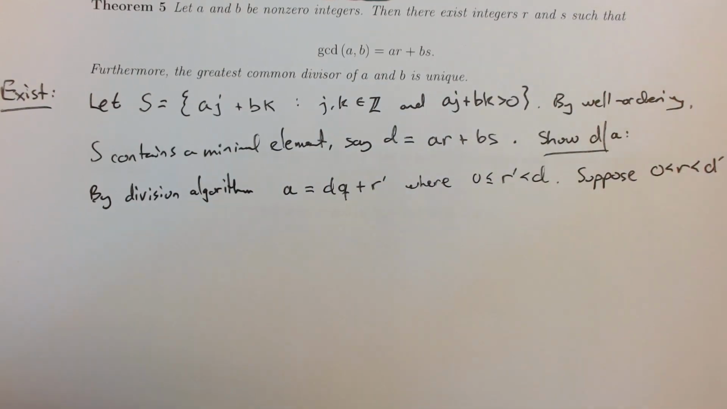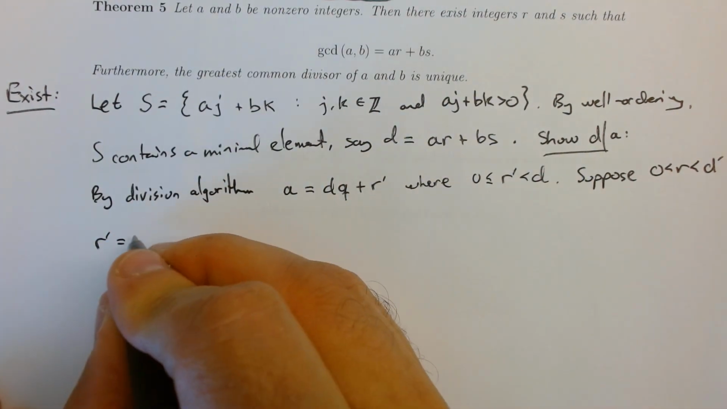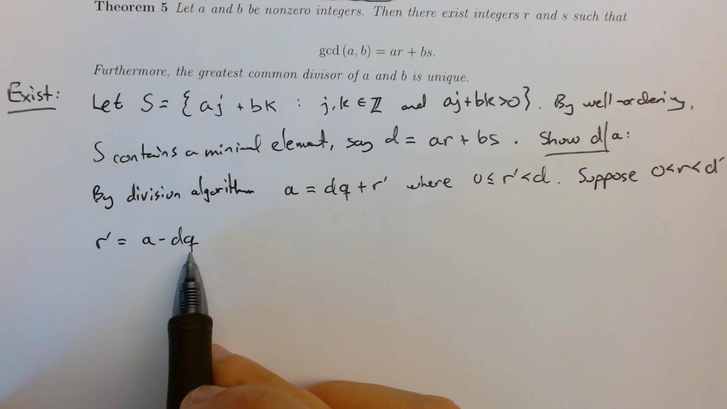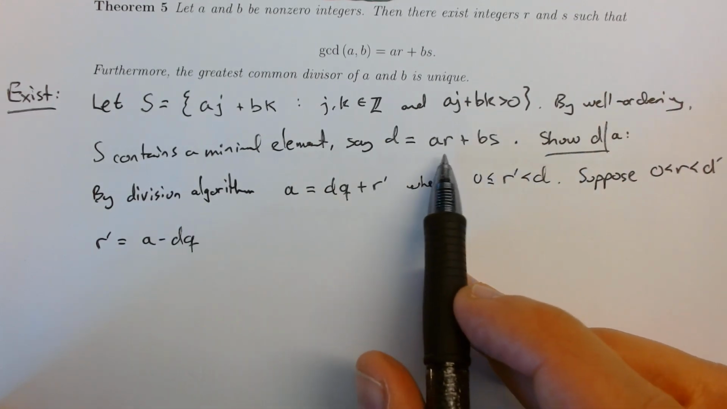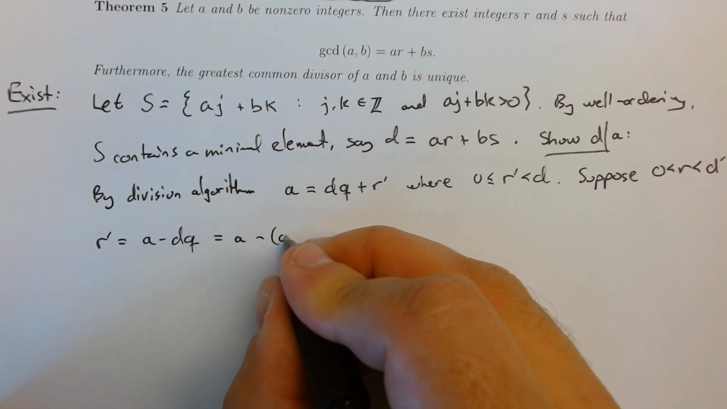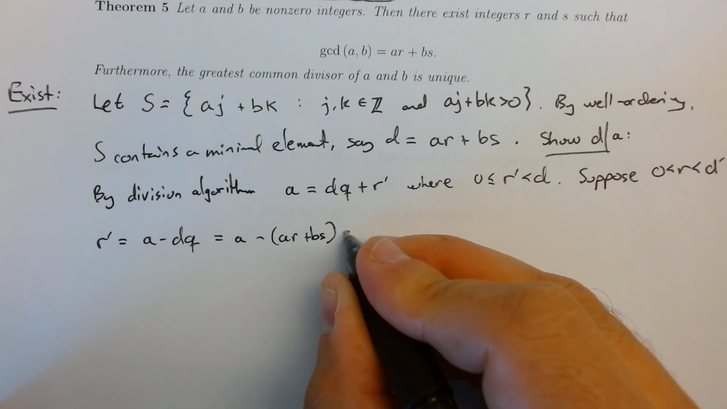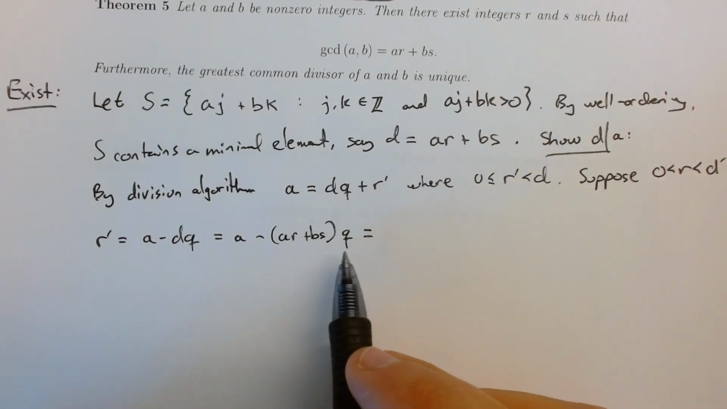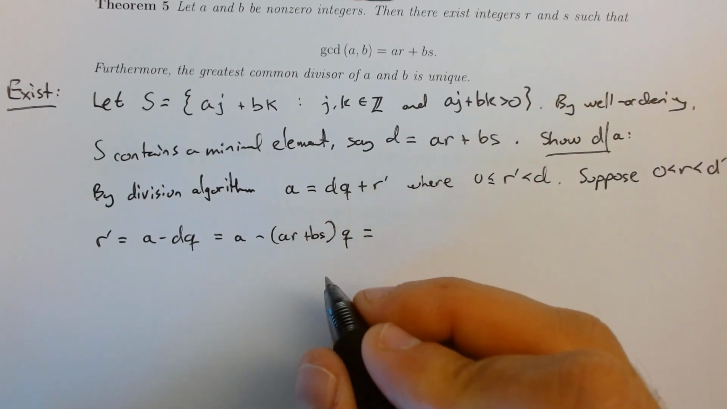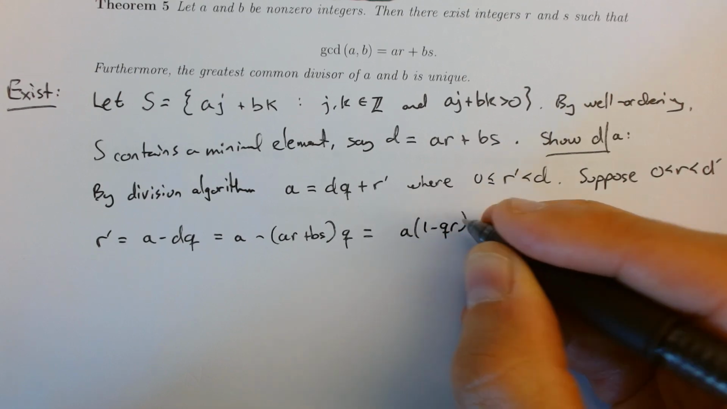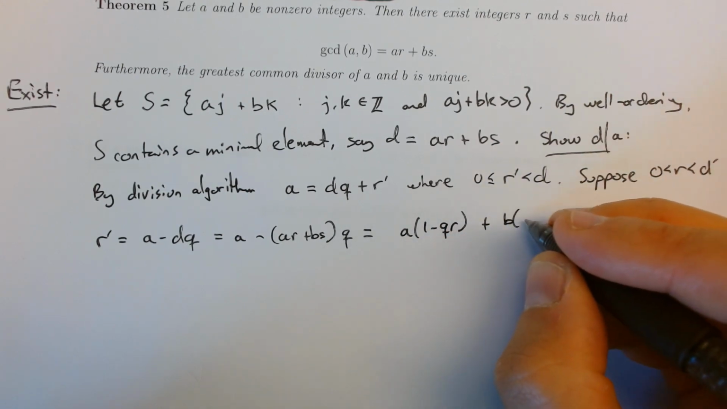Now let's solve this equation for R prime. So R prime is A minus DQ. And then you could substitute in what we know D is. D is AR plus BS. And now, doing the algebra here so that we get this as a multiple of A plus a multiple of B, we get this as A times (1 minus QR) plus B times negative S.